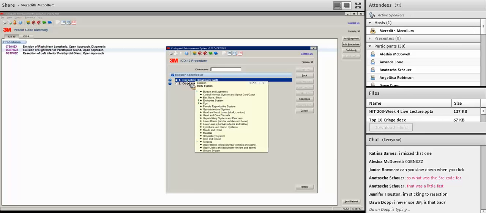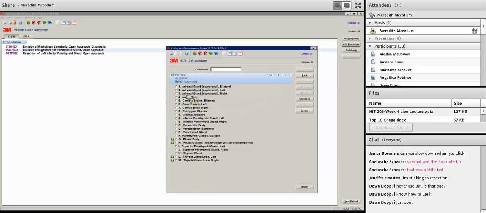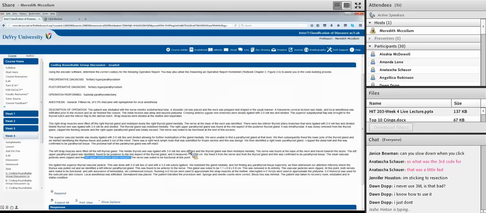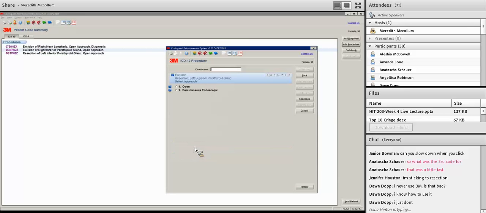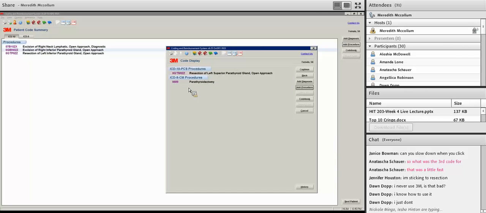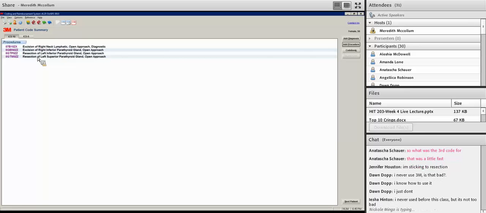Okay, so resection, and again, this was endocrine. And then this was superior, and of course, left. Superior parathyroid gland left. They did it open approach. They opened them up. So resection of the left superior parathyroid gland, open approach. And let's go to the next one.